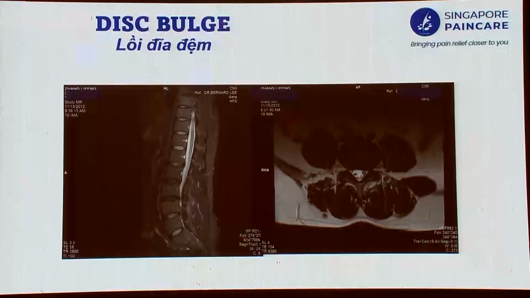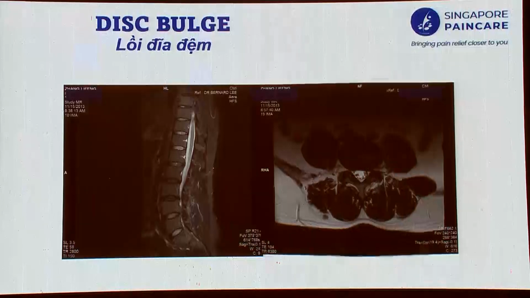So if you see down here, the disc itself is not herniated, you just get a black disc at the L3. So we may say that this is a disc bulge, and the back pain the patient is suffering from may be coming from a discogenic cause.